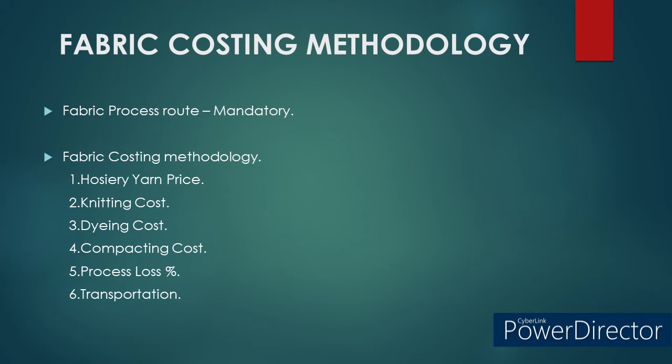After summing up all the above 4 costs, need to consider the process loss percent happening in each and every process, like knitting loss, and dyeing loss depending on the shade which we dye, and there won't be any loss in the compacting process. Number 6, if any transportation is involved, need to consider the freight charge based on the distance to be covered for delivery.